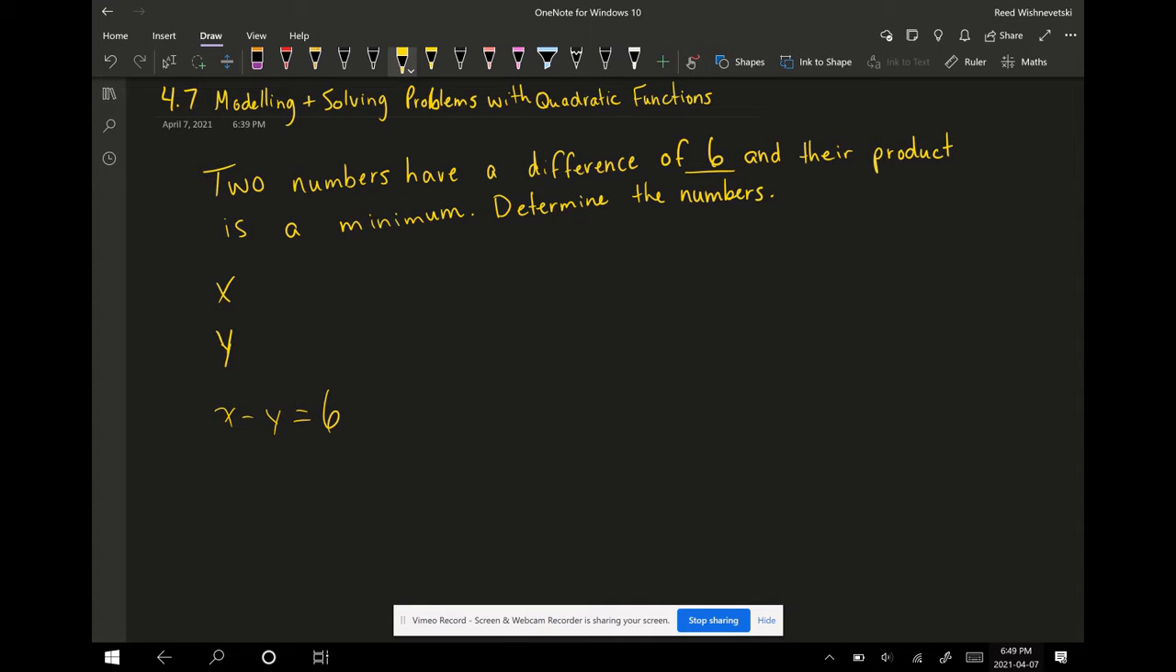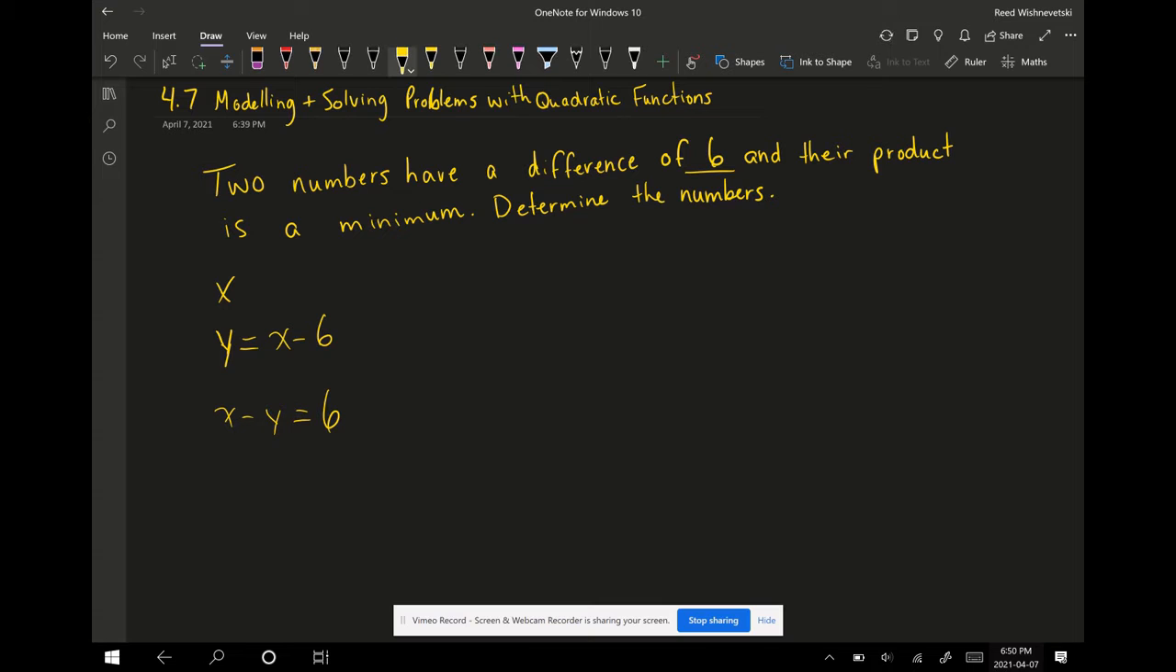Okay, so now I want to get this all into the same variable. I want to make everything in relation to x. So what I'm going to do here is solve for y and move that x over. So this is going to turn into y is equal to x minus 6. Okay, so now that we have that y is equal to x minus 6, we can put that up here. So whenever we would normally put a y into our equation, we can just put x minus 6.